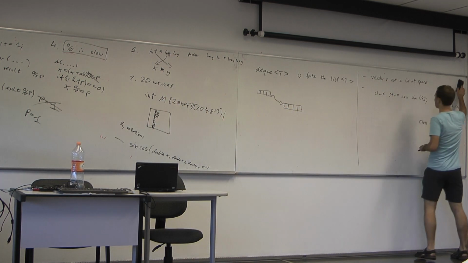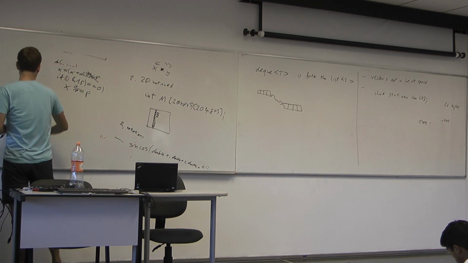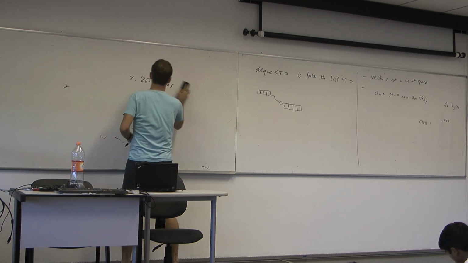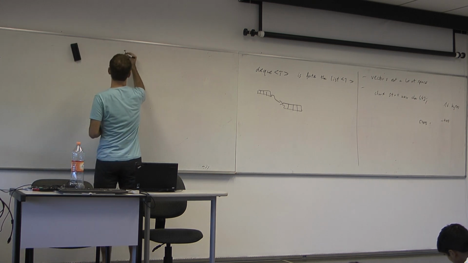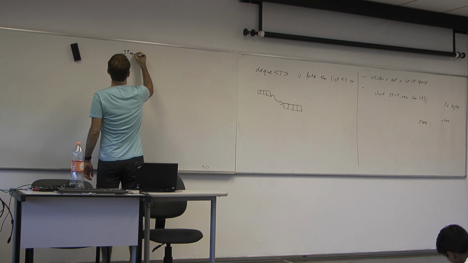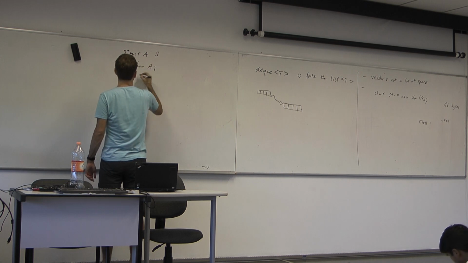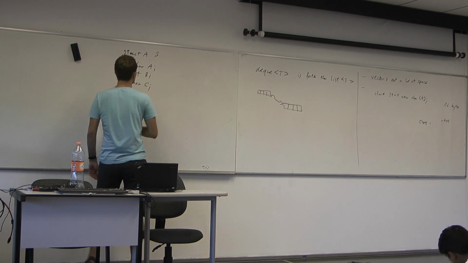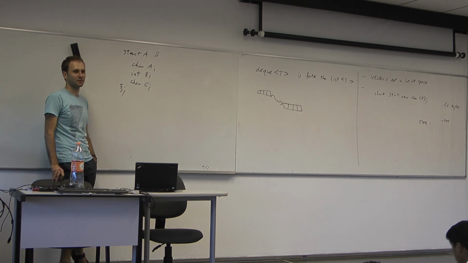Structures. This is one I like. Here is this. So let's say we have a struct A, which has the following fields: character A, and then an integer B, and then a character C. How much space is this going to take? 12 bytes. 12 bytes. Why is that?